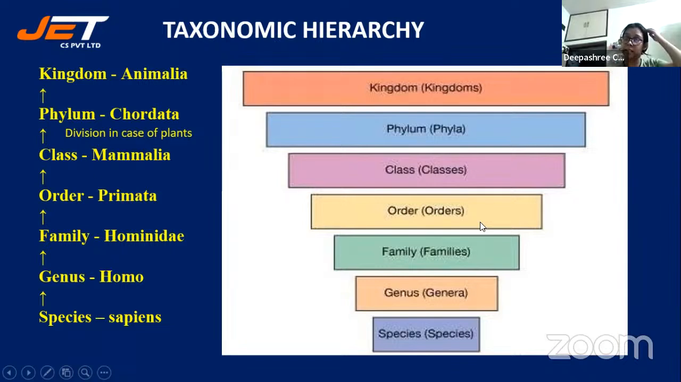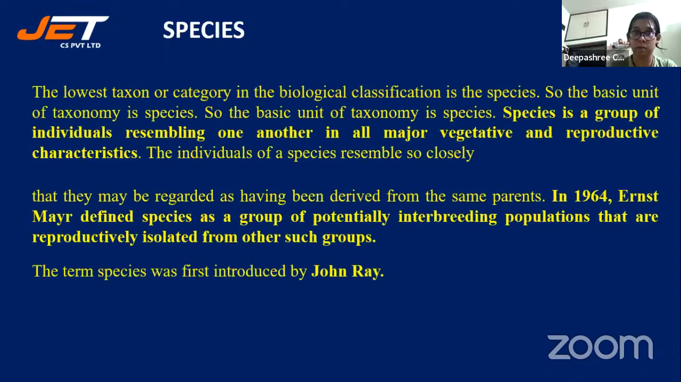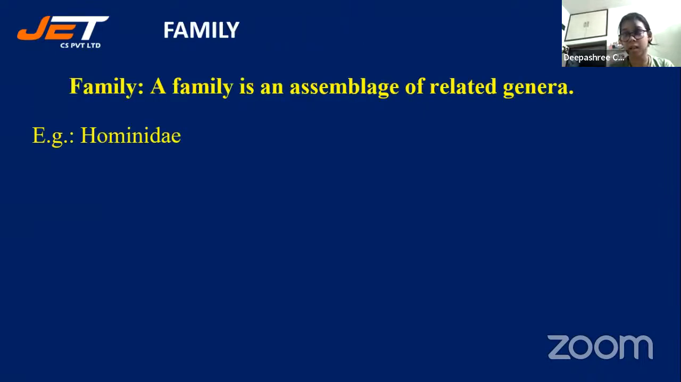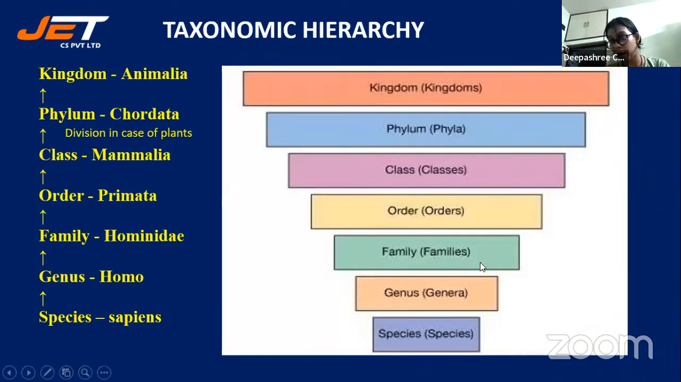So questions can come like, what is order? Related families or related classes? So accordingly, you have to answer. These are the types of questions you can expect. Sometimes instead of the word order, they frequently come with the word cohort. Okay, order is a group of related families. Always remember, whatever is at the bottom, the one above it is the group of closely related ones of that. Order does not mean a group of classes. Okay, always try to remember this.